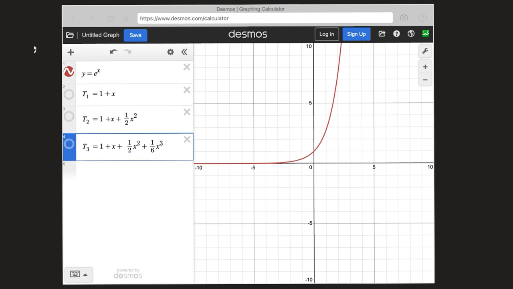Now, let's go to the T2 polynomial. Look at the green one and the blue one. The green one is much closer to the e to the x function, right? The degree 3 Taylor polynomial is much closer to e to the x. So as the degree n is increasing, the Taylor polynomial is getting closer to the function e to the x. That's the idea. But there's a trade-off.